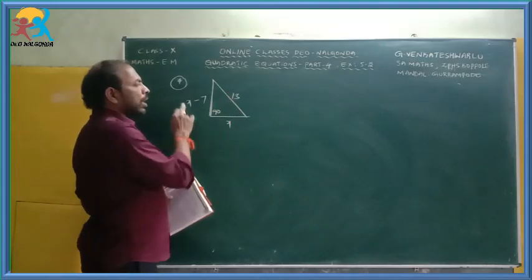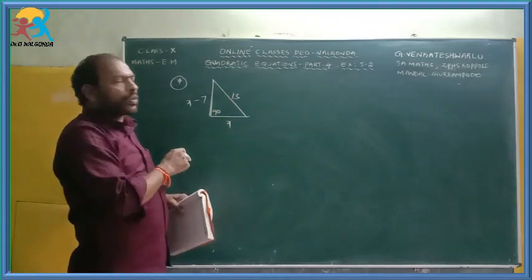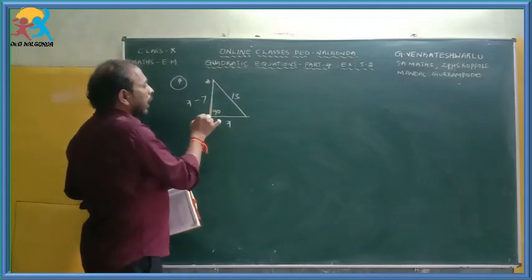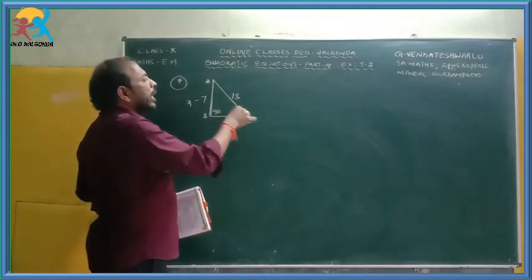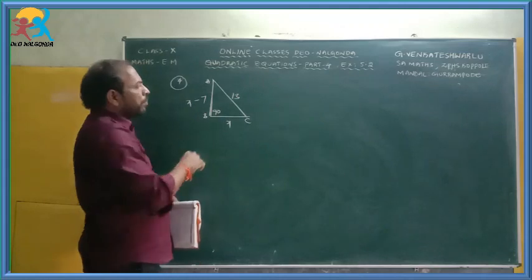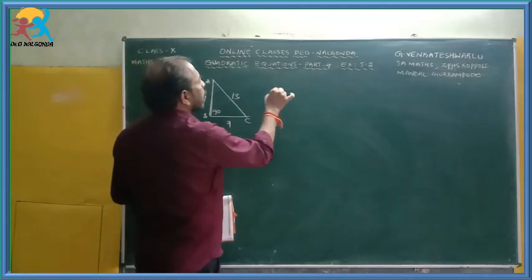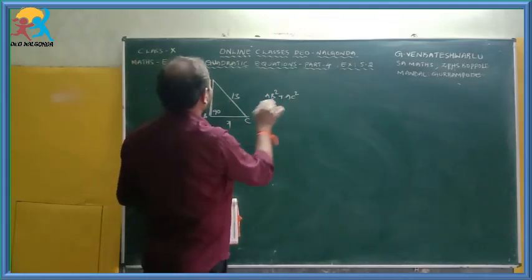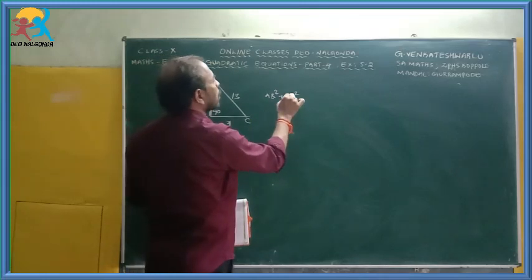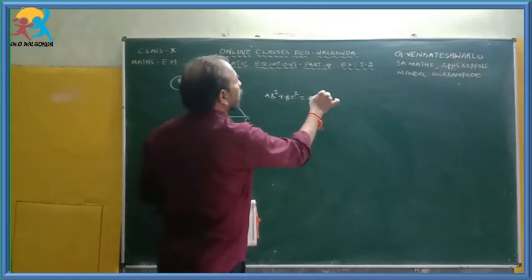Whereas in this triangle, you try it. So here it is a right angle triangle. According to Baudhayana or Pythagoras theorem, AB square plus BC square is equal to AC square.